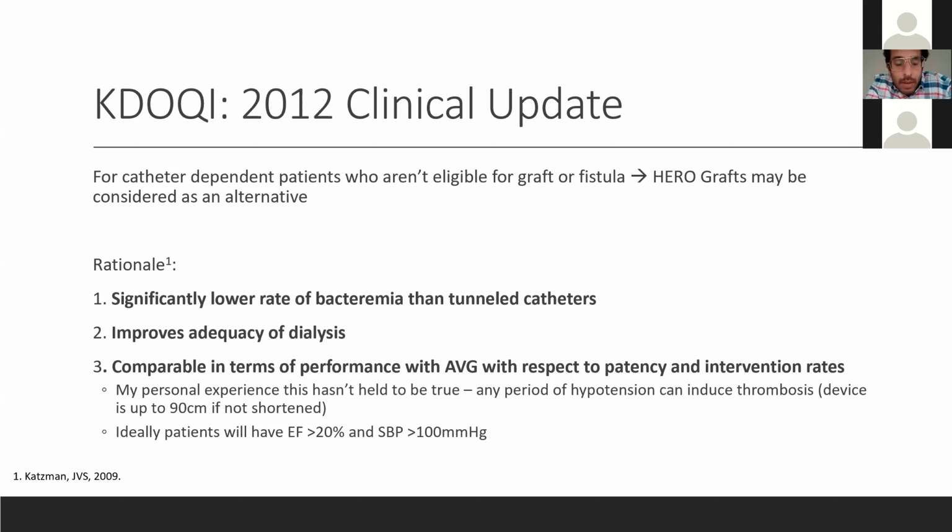It's up to a 90 centimeter device that's just a long plastic tube, so there's really a high chance that any disturbance in flow can thrombose. And again, this is ideally for patients who have a good ejection fraction, ideally much higher than 20%, and a high blood pressure higher than 100.